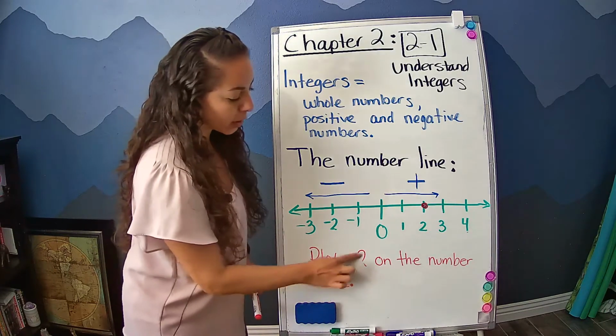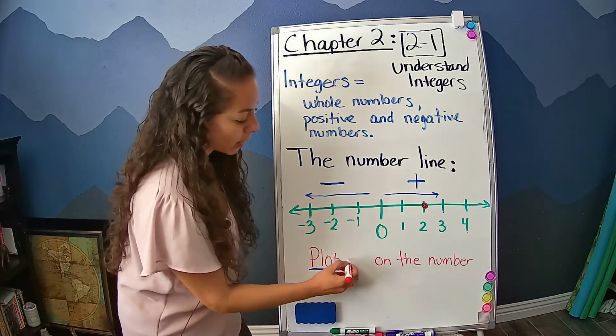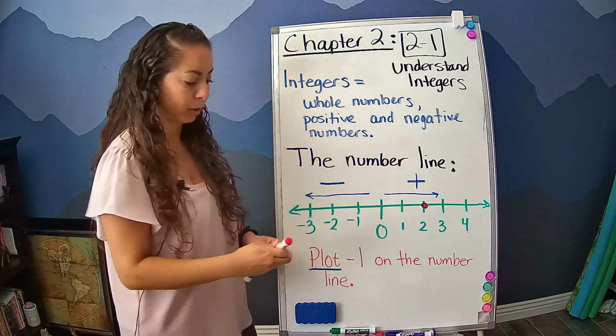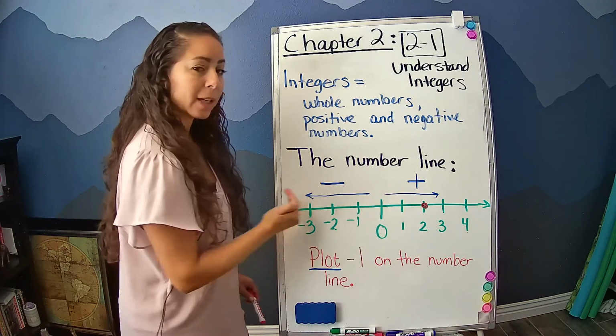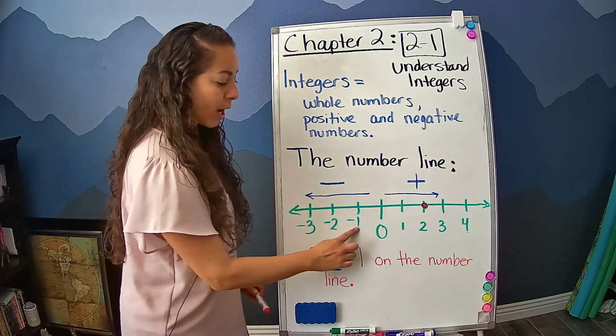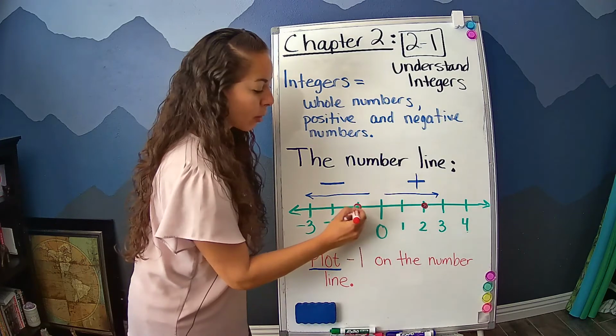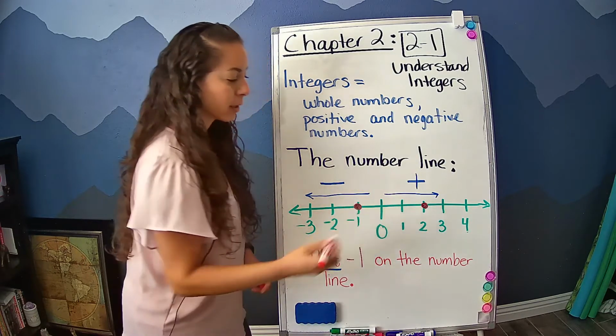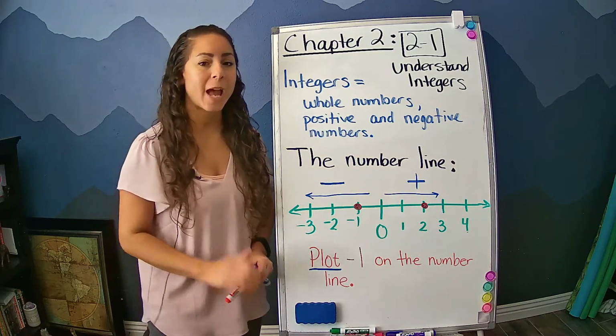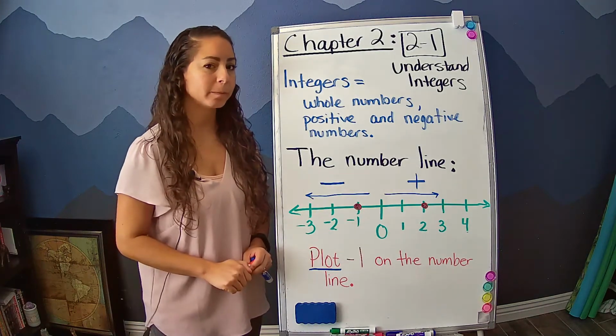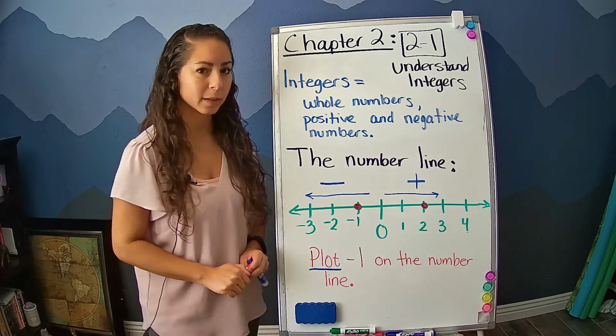Okay, let's try another one. What if I say, let's plot -1 on the number line? I need to look on my negative number side. I need to find -1, and I'm going to plot the point. Simple as that. Okay? All right.